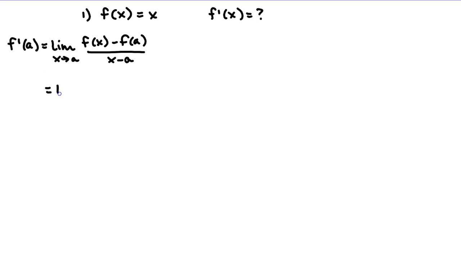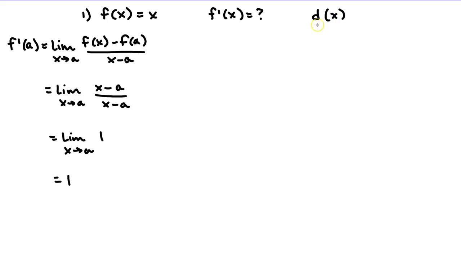So f prime of a is going to be the limit as x approaches a of f of x, which is just x, minus f of a. Well, if I put a in there, I'm going to get a over x minus a. Now we can cancel x minus a from the top and the bottom. And we have the limit as x goes to a of 1. Whenever you have the limit of a constant and there's nowhere to plug the a in, you just get that constant. So the answer is 1. So another way I can write this, if I want to use Leibniz notation, is I can say the derivative of x with respect to x is 1.